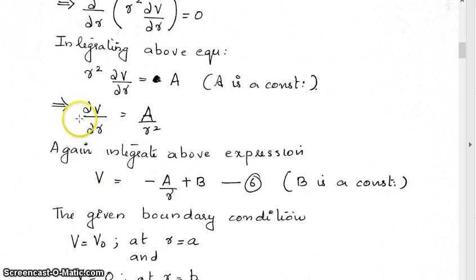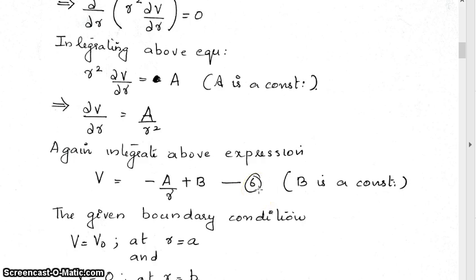Again I am integrating this equation. When I integrate dou V by dou R, I will get V. And when I integrate A by R square, I will get minus A by R plus a constant B, right? That is equation number 6.